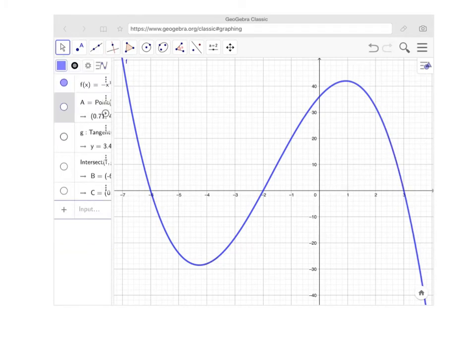Let us use a graph and see what is meant by tangent to a graph. I have a graph here, as you can see, some graph, and I have a point on the graph. So there is any point on the graph. Now let us understand this graph.